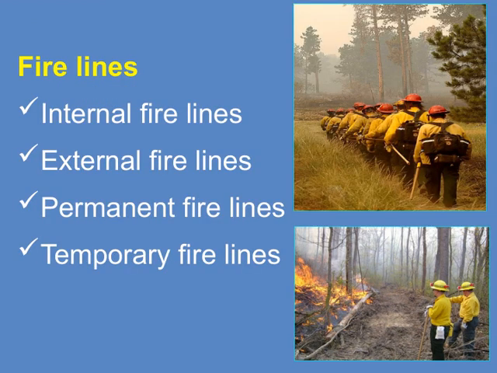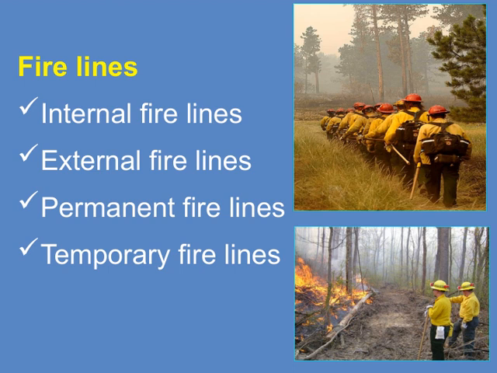Let's take a closer look at fire lines, which are essential for ensuring safety and access during fire emergencies. First, we have internal fire lines, which are primarily used within a facility or site to quickly reach and control a fire before it spreads. These are crucial for initial response efforts.